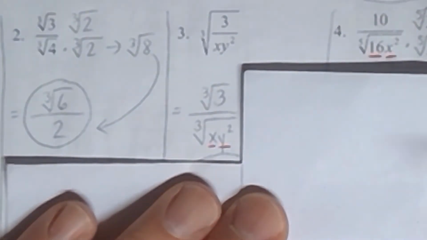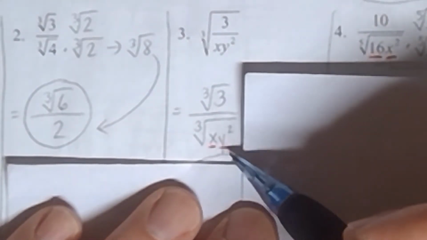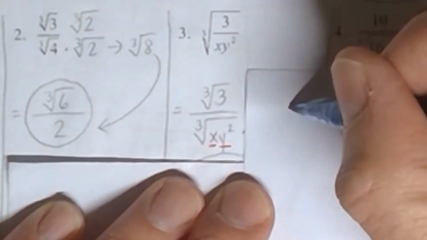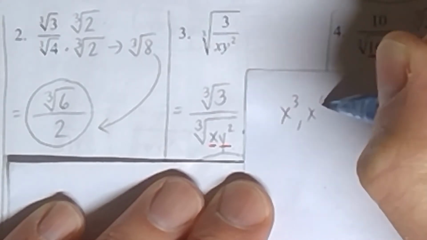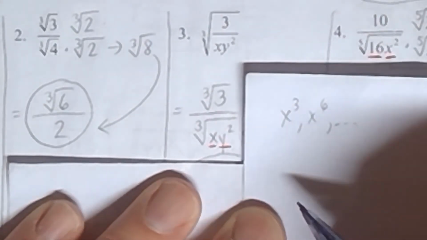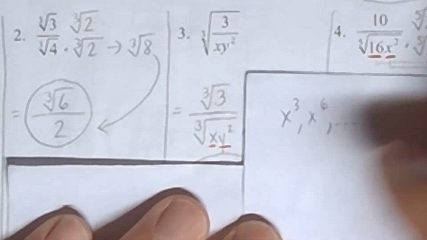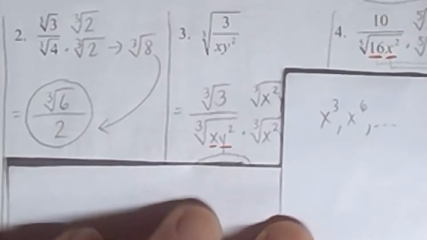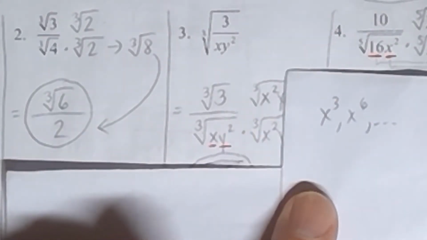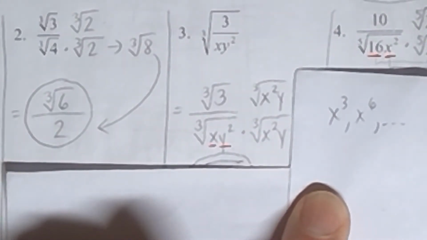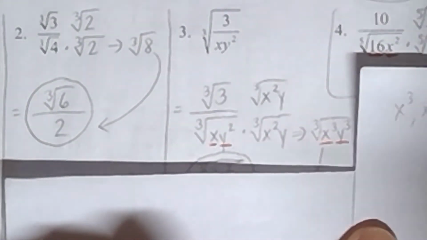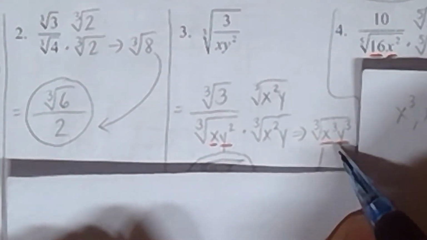So again, you ask yourself, since it's a cube root, what could I multiply by to get one of those variables on the perfect cube list? Which is what? Which is x to the third and x to the sixth and so on. Well, couldn't I multiply x times x squared to get x to the third? And couldn't I multiply y to the second times y in order to get y to the third? You see that right there. That would give you x to the third, y to the third.